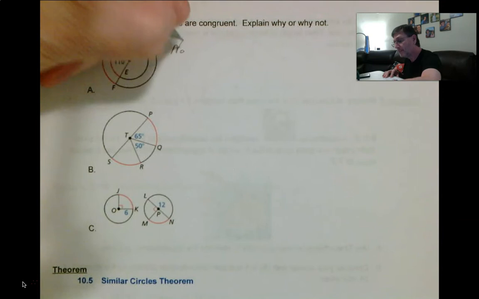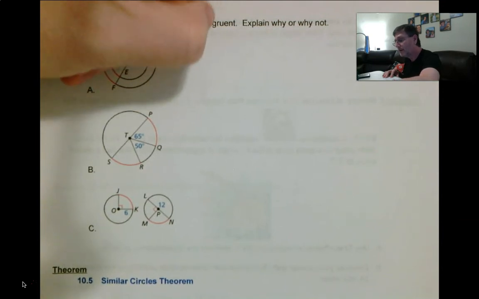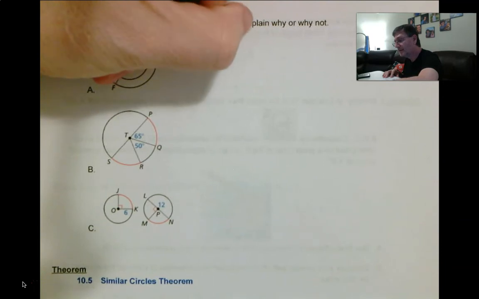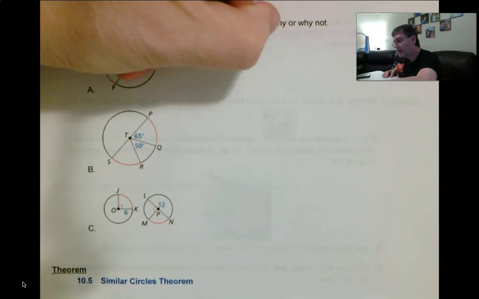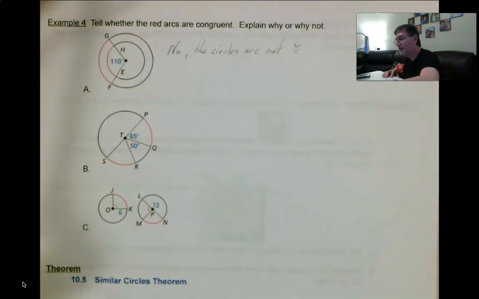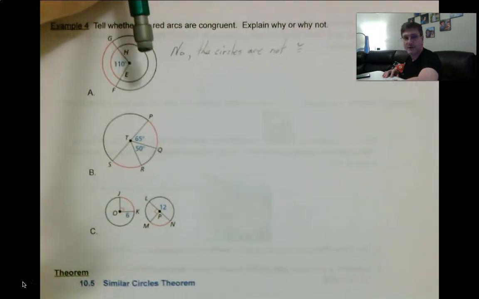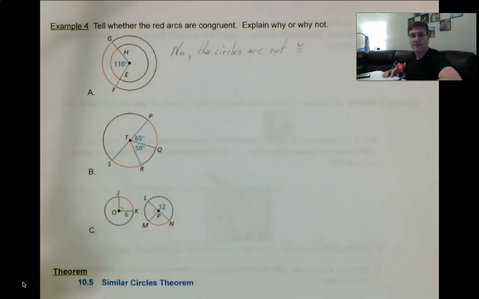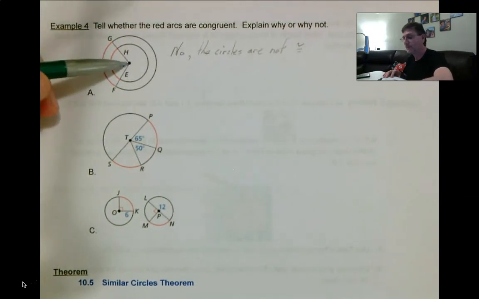No. The circles are not congruent. Even though the measures of the arcs are the same, the radii of the two circles are not the same.